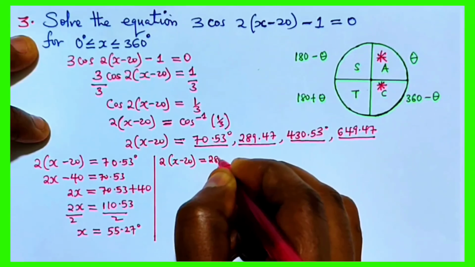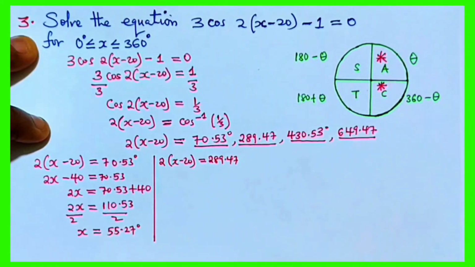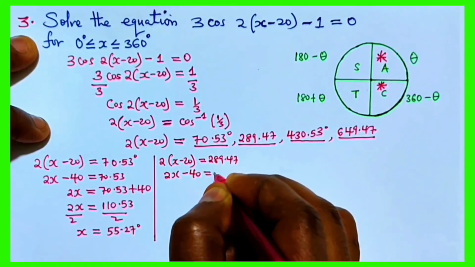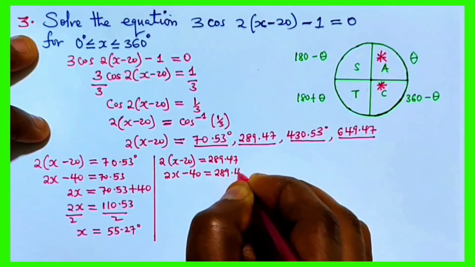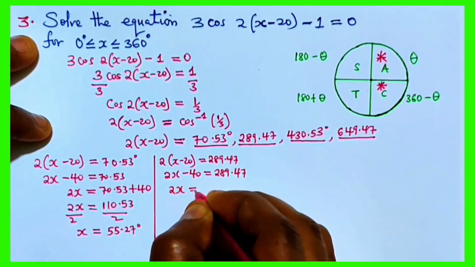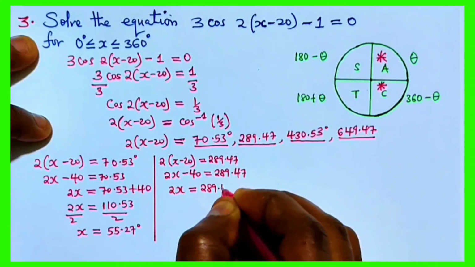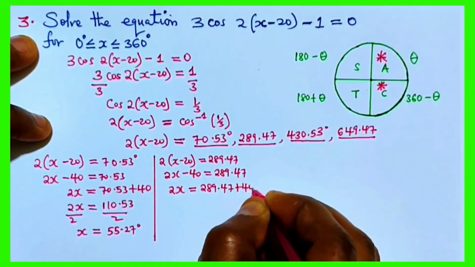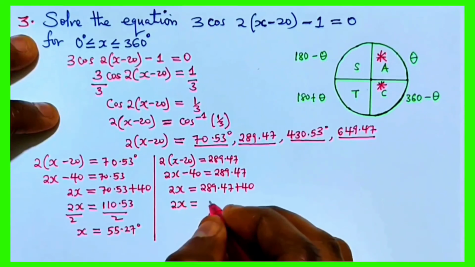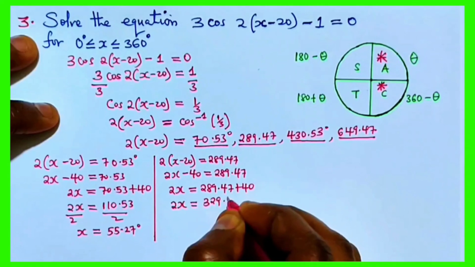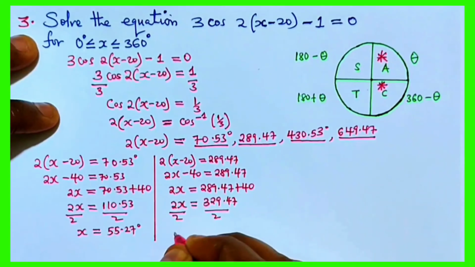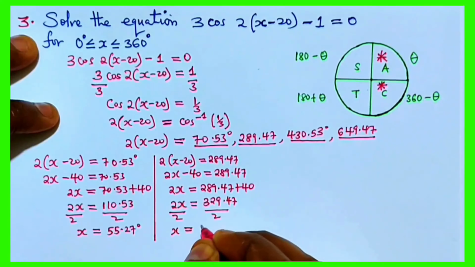The second angle in the range, we are going to have 2 into x minus 20 to be equal to 289.47 degrees, and therefore 2x minus 40 will be equal to 289.47 degrees. So 2x will be equal to 289.47 plus 40 degrees. 2x will be equal to 329.47 degrees, and therefore when you divide both sides by 2, you are going to get the value of x to be equal to 164.74 degrees.